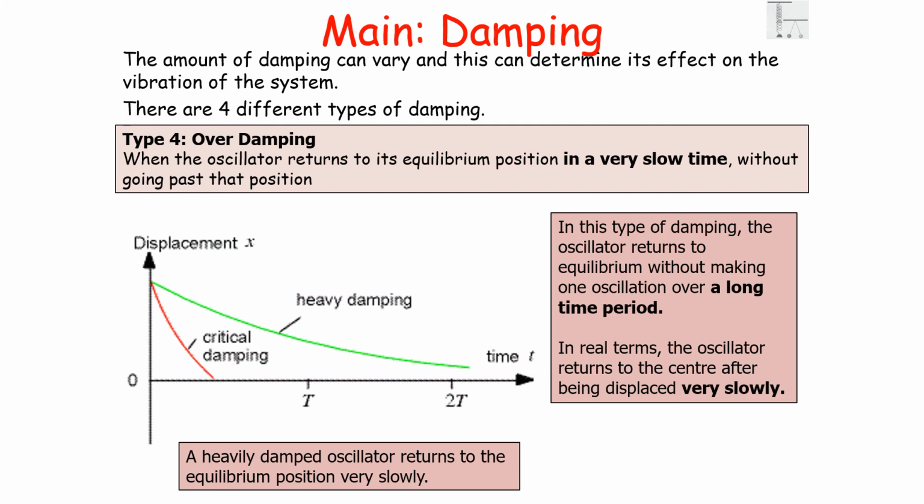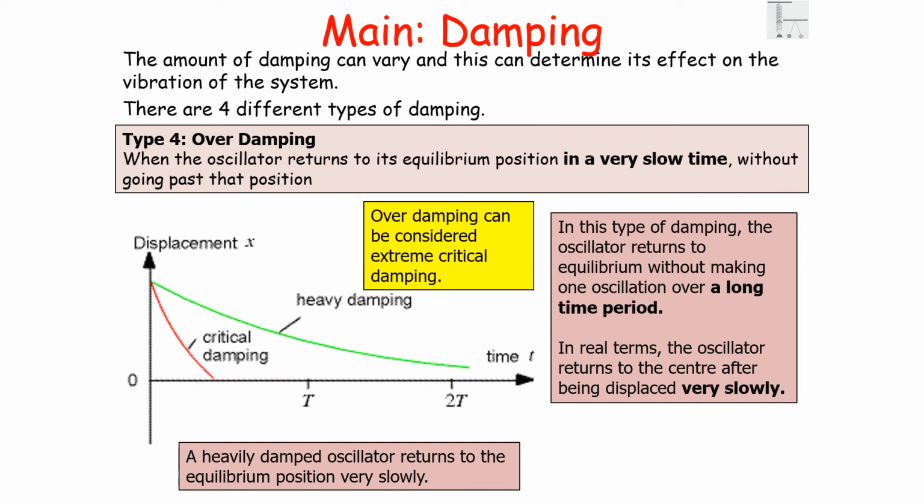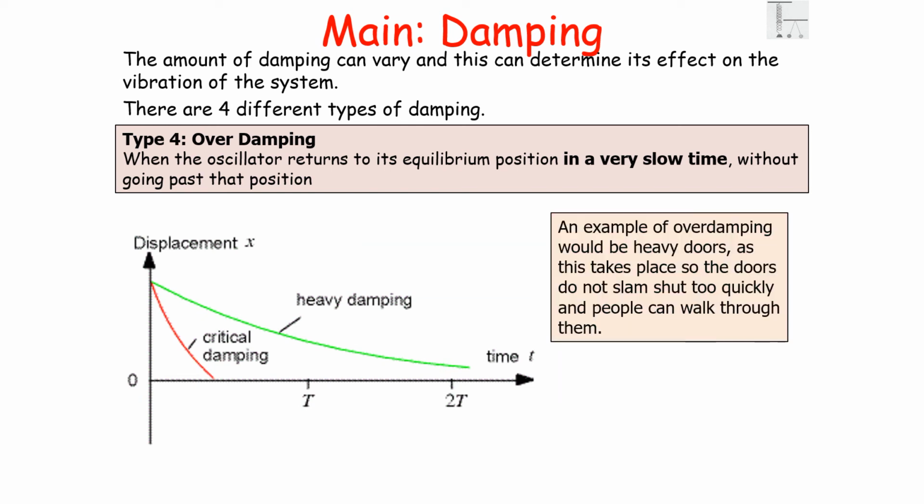Now, overdamping is when an oscillator returns to its equilibrium position in a very slow time without going past its position. That's a very important concept, that it will take a long time to do this. It takes a very slow amount of time to actually move back. So the damping effect here is very gradual. It's the most dissipative damping effect. Overdamping can be considered an extreme of critical damping. An example of overdamping would be heavy doors, as this is done so that doors do not slam shut too quickly and so people can walk through them.